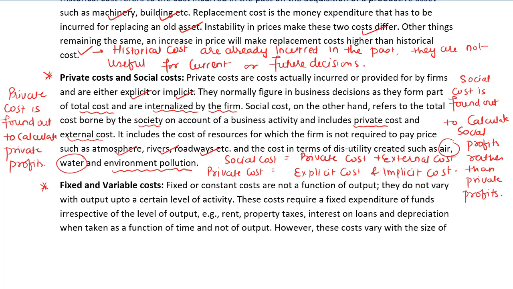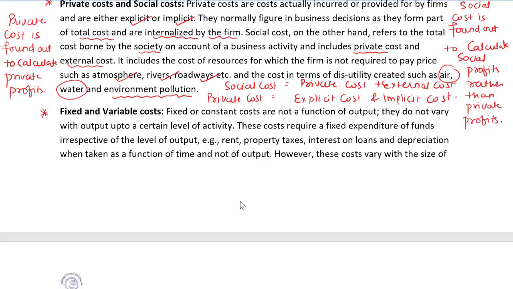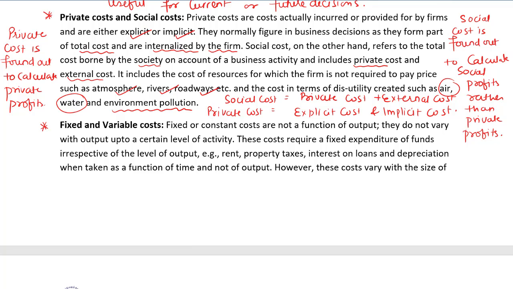Let us continue and see fixed and variable cost. The meaning of fixed cost and the meaning of variable cost. If I talk about fixed cost, then fixed cost is a cost which remains fixed up to a certain output or level of activity. But if I talk about the variable cost, these are costs that vary based on the level of output. So as the level of output increases, the variable cost will increase, and as the level of output decreases, the variable cost will decrease automatically.